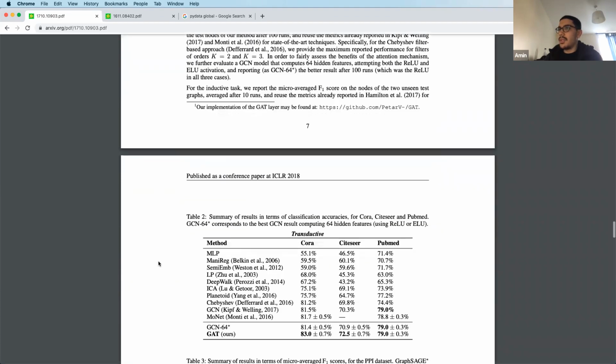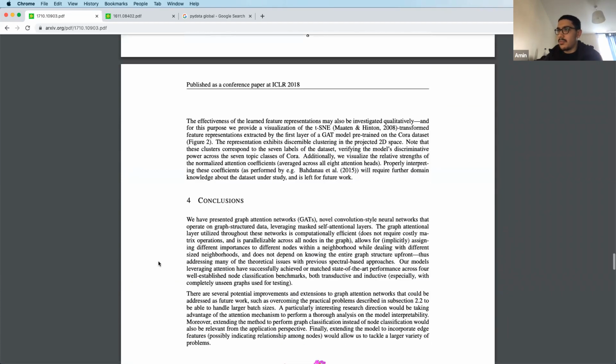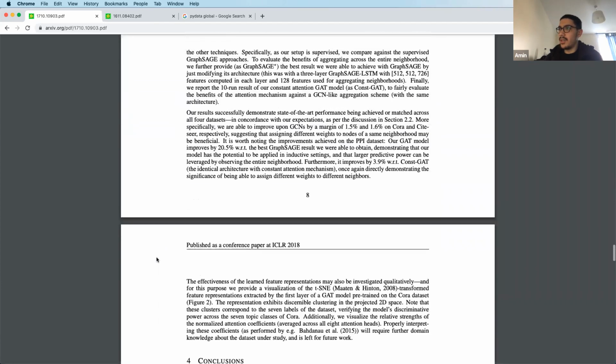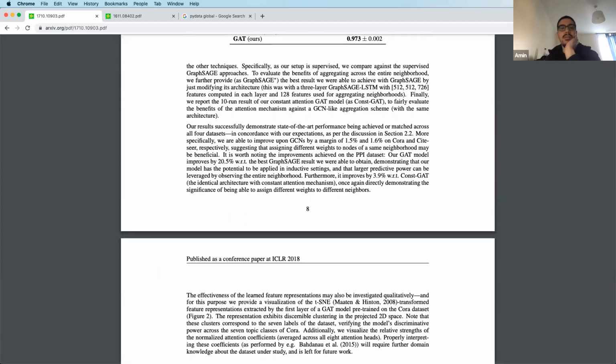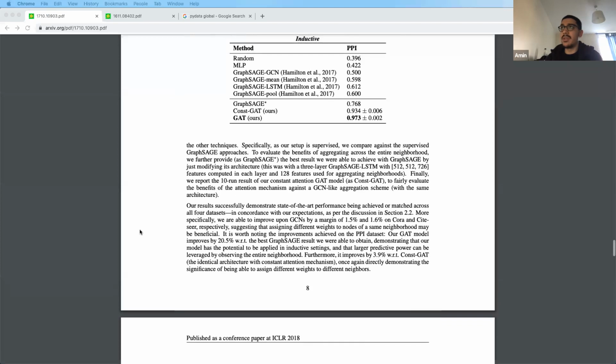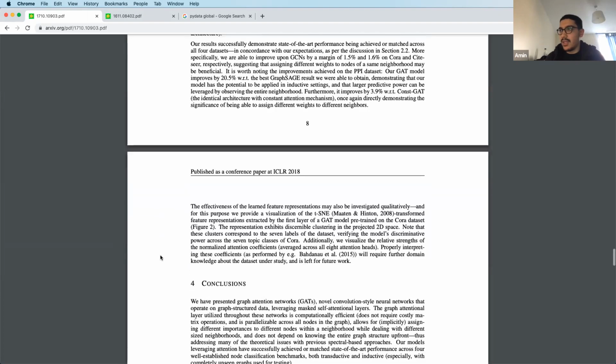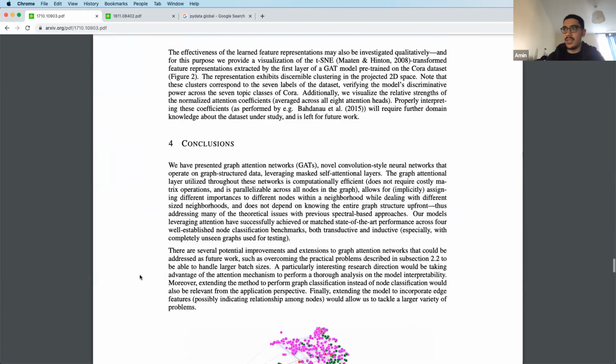Okay, I mean, let's see. I'm not sure if I missed anything. I think there is a point that they make about interpretability. It would be nice to see this work extended to use the attention weights to interpret or explain predictions. And in fact, they do this kind of qualitative analysis.